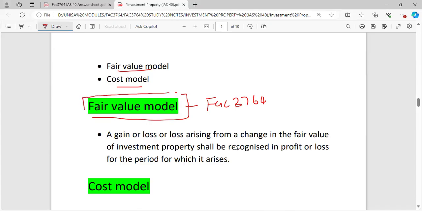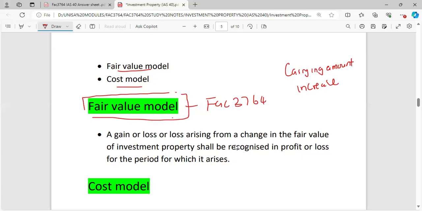Right. So we use the fair value model. If you are using the fair value model, what is going to happen? The carrying amount of the investment property is going to increase. The carrying amount will increase when you are using the fair value model. And also the fair value adjustment.